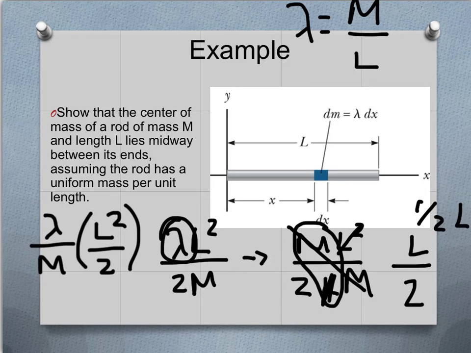Since this is a uniform rod, and if we assume that it's symmetrical, it should have given us a center of mass of 1/2 times the length. But we found that even if we do the integral, if we break apart and divide the rod into small mass elements, we will still get the center of mass to be 1/2 of the length.